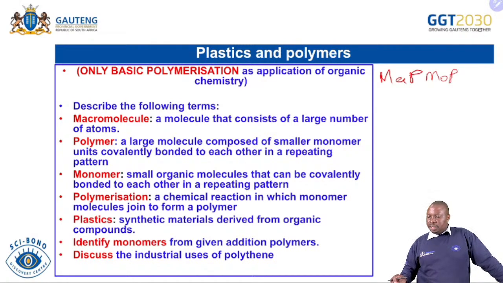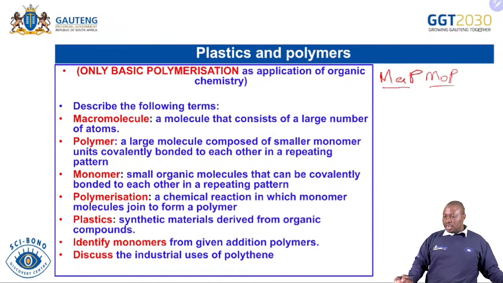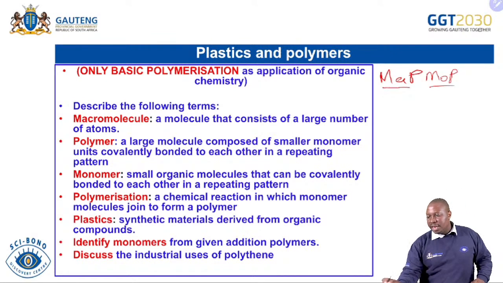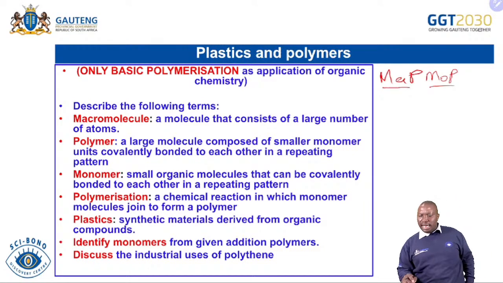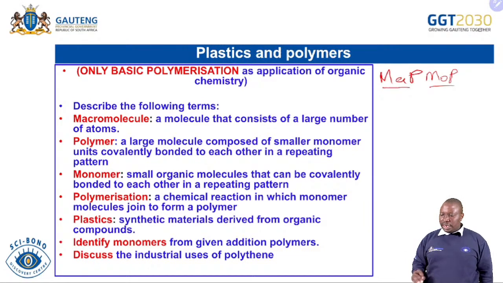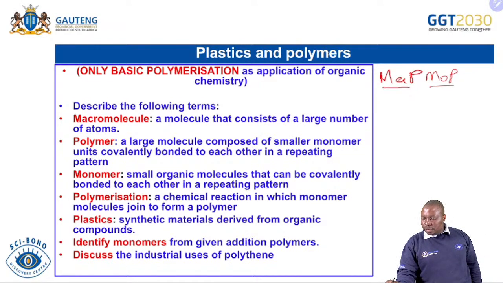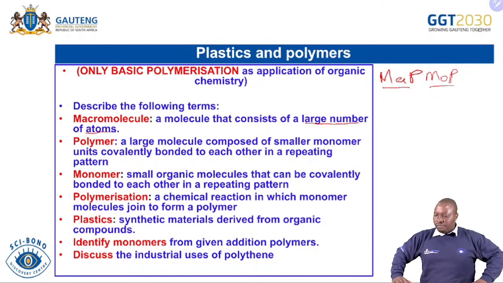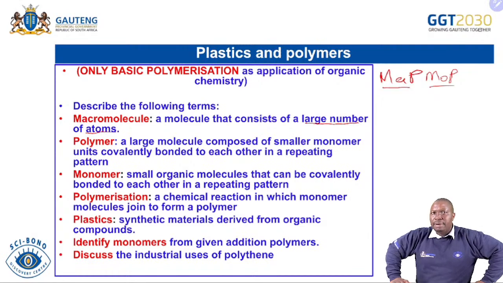So the most important things are those definitions that I've tried to summarize for you there. I said MOP, so that you can remember all those definitions. What is a macromolecule? The MA there is for macromolecule: a macromolecule is a molecule that consists of a large number of atoms. So the keyword there is large number of atoms. When you say macro, you are saying this molecule is made up of a large number of atoms. So you have to remember that definition.